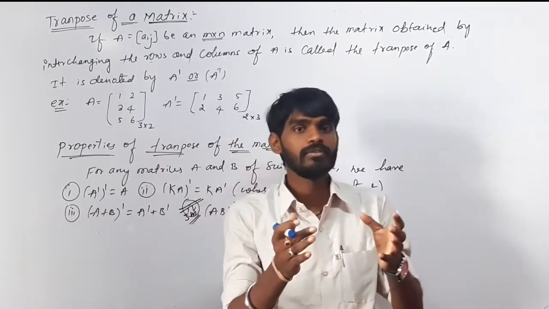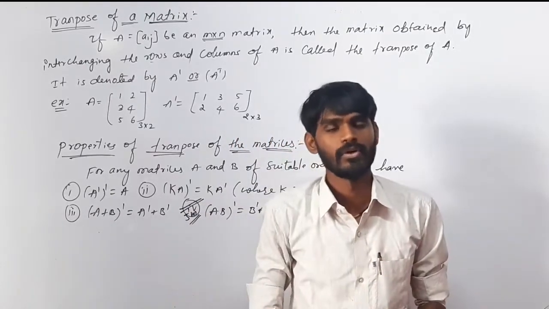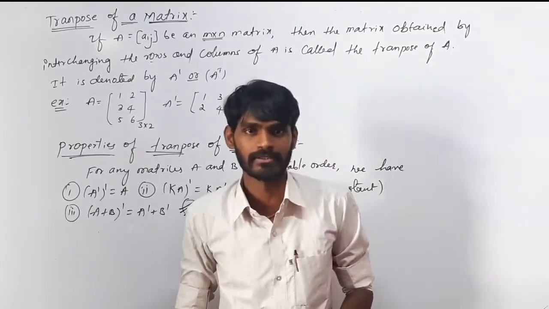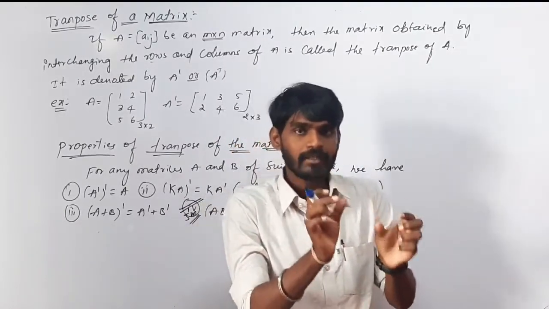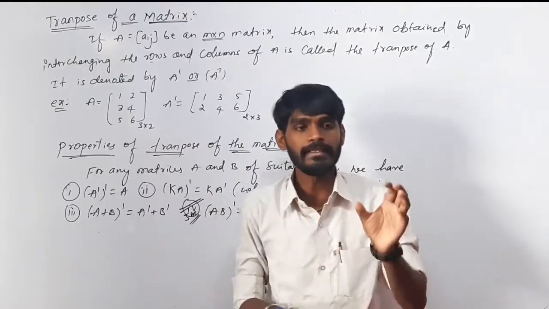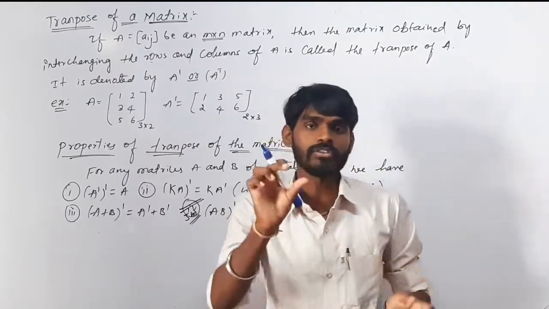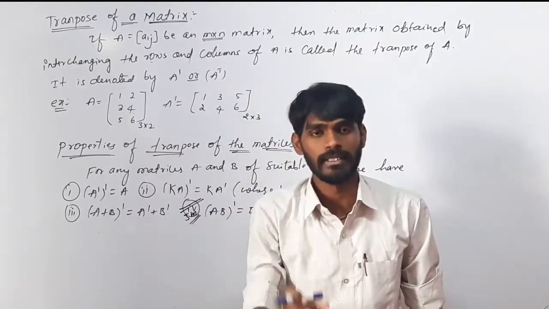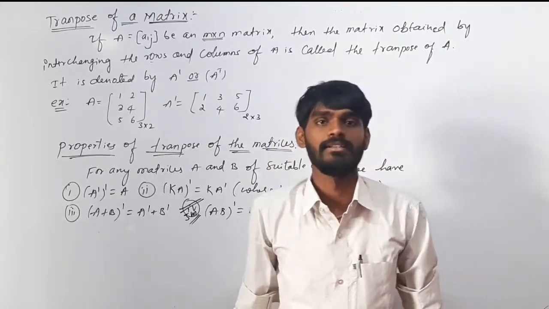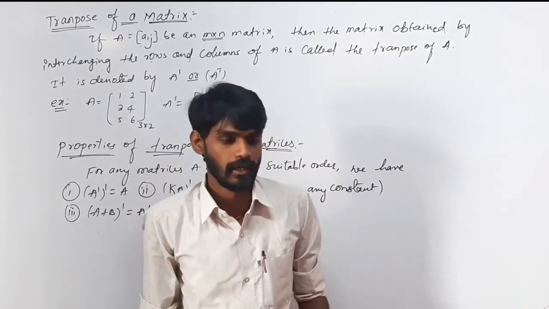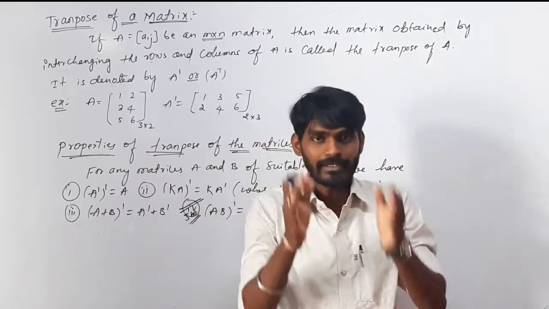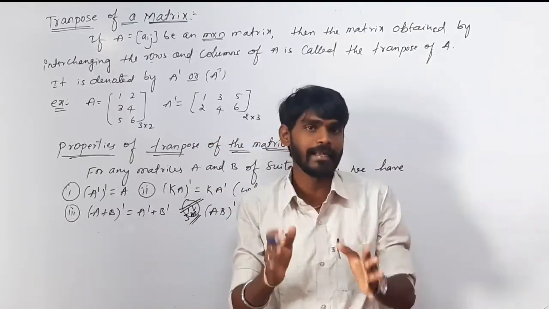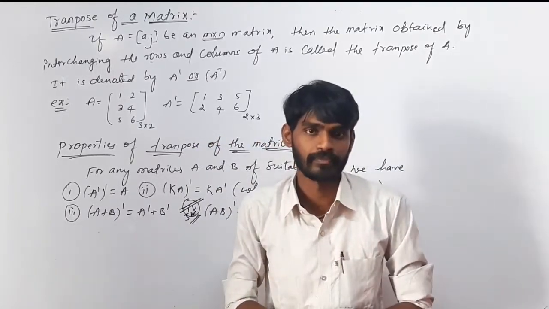We are going to take a matrix whose order is m cross n. Then we are going to interchange its rows into columns. Then that matrix is called the transpose of a matrix, and that matrix can be denoted as A dash or A to the power of t.